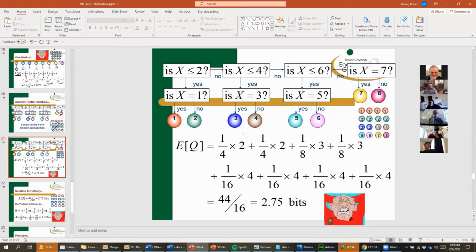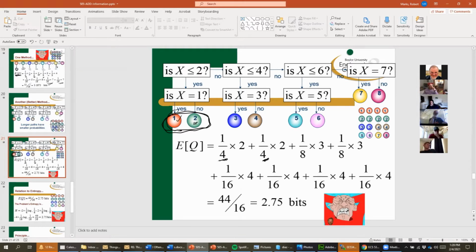So let's look at this problem. What's the chance that you get it on 2 questions? Well, you get the 1 on 2 questions. That has a probability of 1/4. And you get the green on 2 questions. That has a probability of 1/4. So therefore, you have a 50-50 chance of finding out what the ball is with 2 guesses.